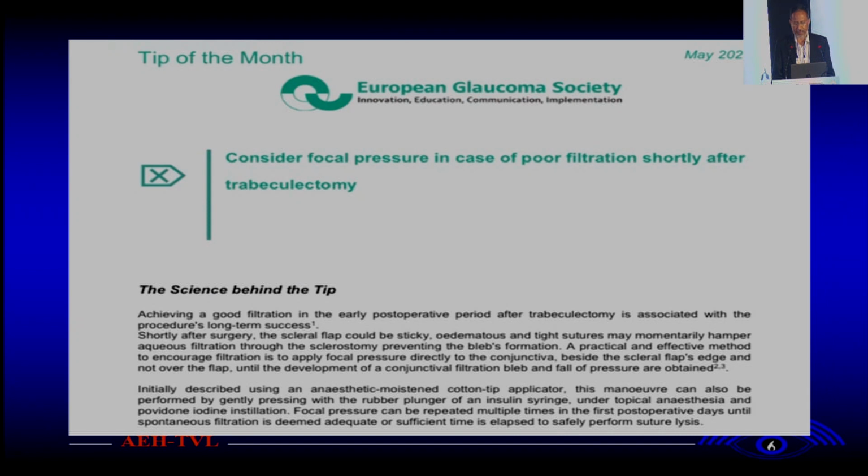So we have some European glaucoma guidelines. They say, consider focal pressure in case of poor filtration shortly after trabeculectomy, especially in the first week to 2 weeks. It is a good measurement before doing a suture lysis.